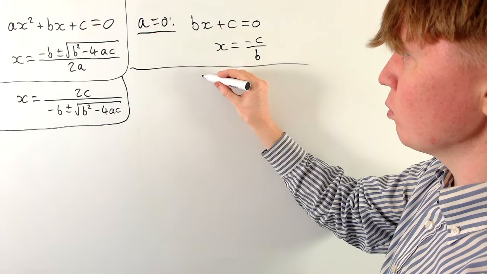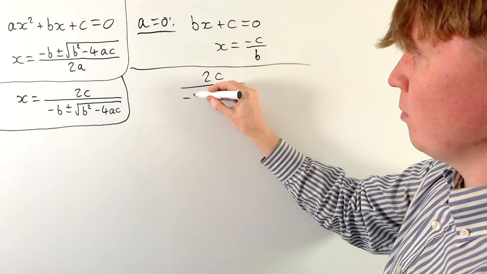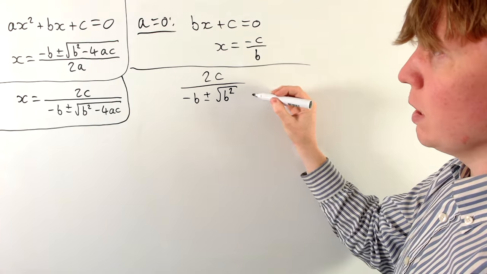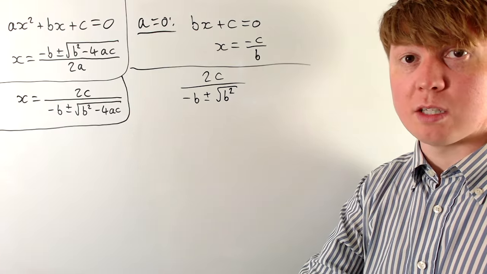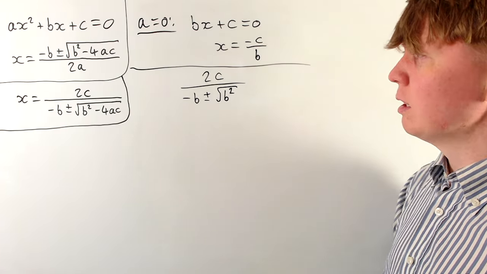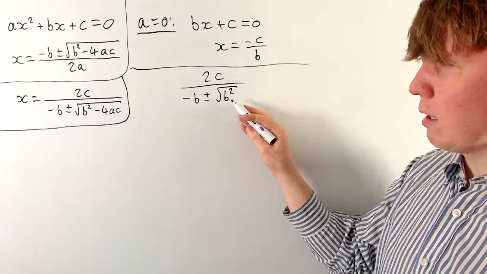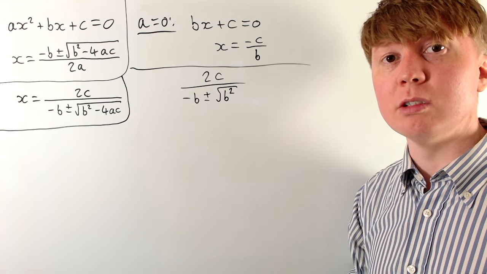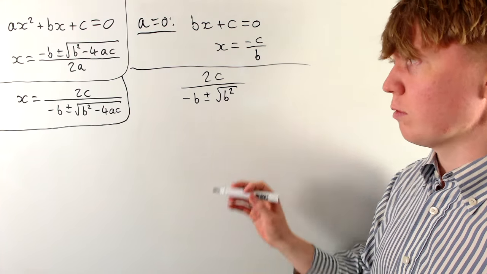So let's see what happens if we substitute in where a is 0 into our new quadratic formula. We'd get x would be 2c over minus b plus or minus the square root of b squared. So the 4ac term just disappears because a is 0. So here the square root of b squared isn't just b. We get something slightly different if b is negative. The square root of b squared would be the positive version of b.